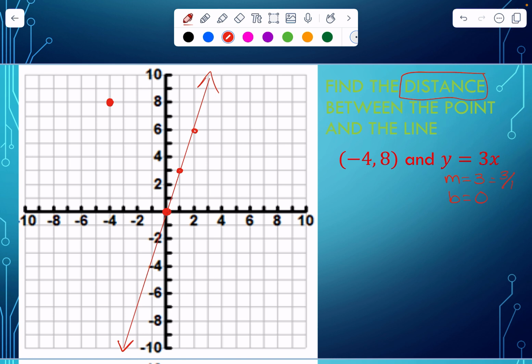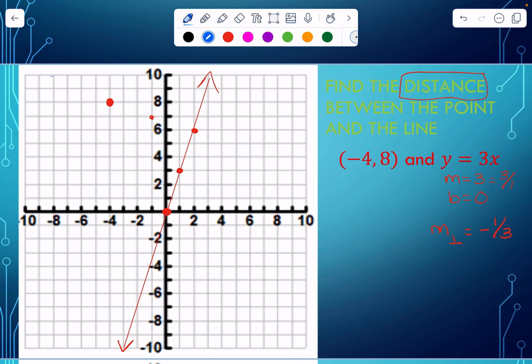Remember I said the shortest distance between the point and the line would be the perpendicular of that. So when I look over here, the slope of the perpendicular to that original line would be negative 1/3. We switch the sign and we flip it. So from my point, I'm going to come down 1, right 3. Down 1, 1, 2, 3.